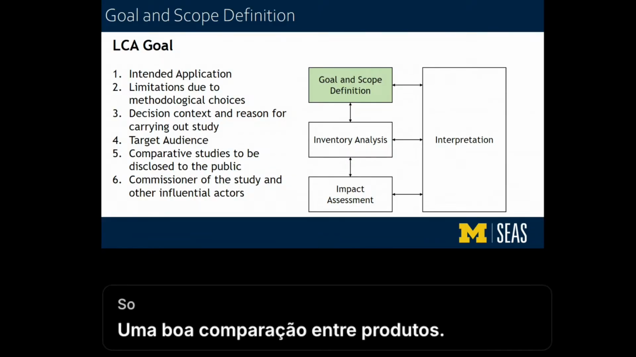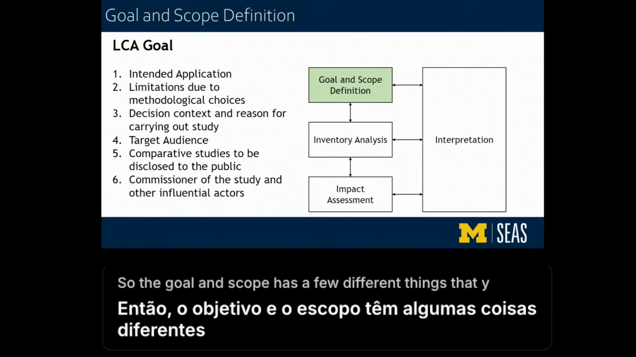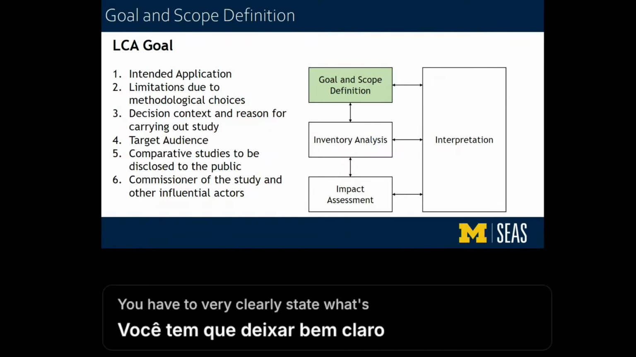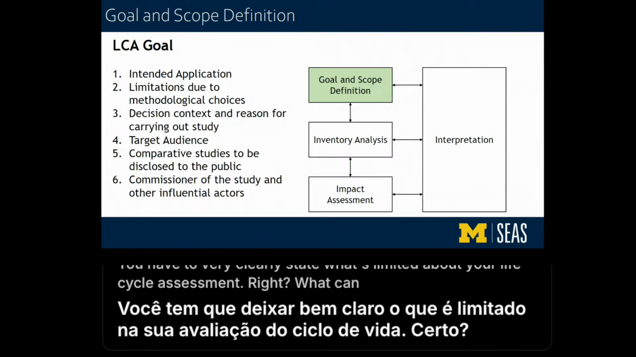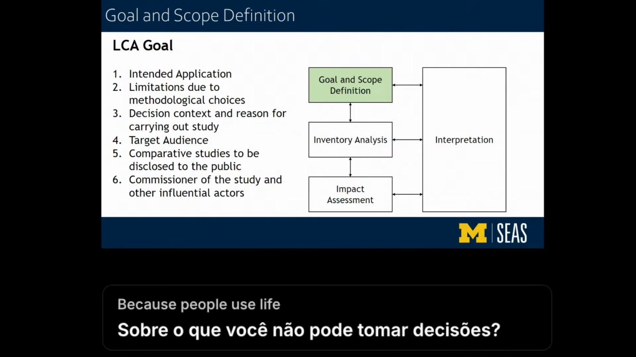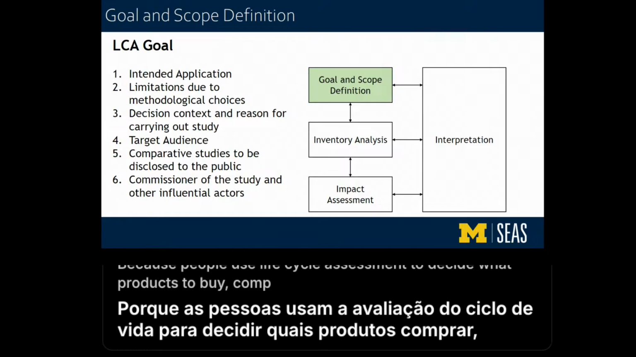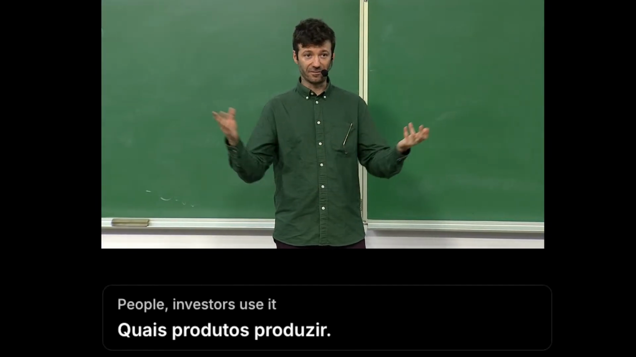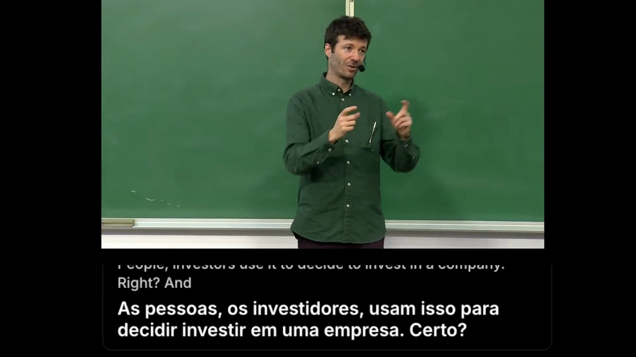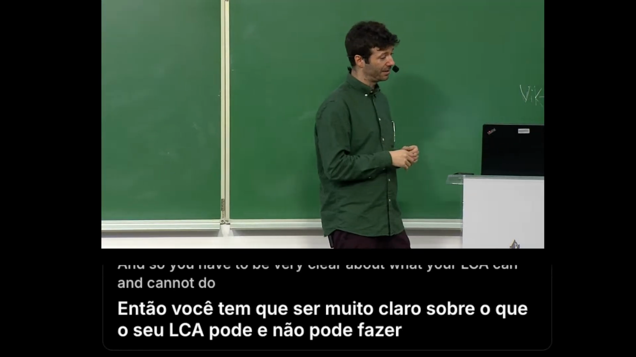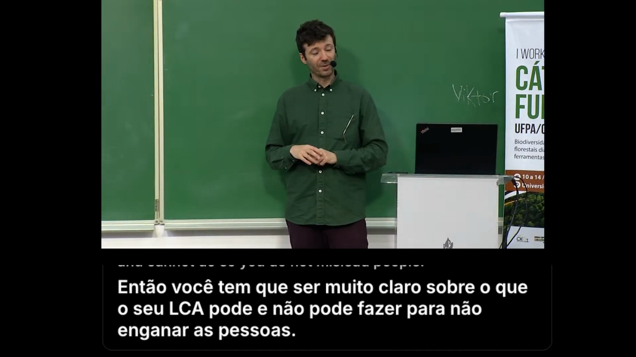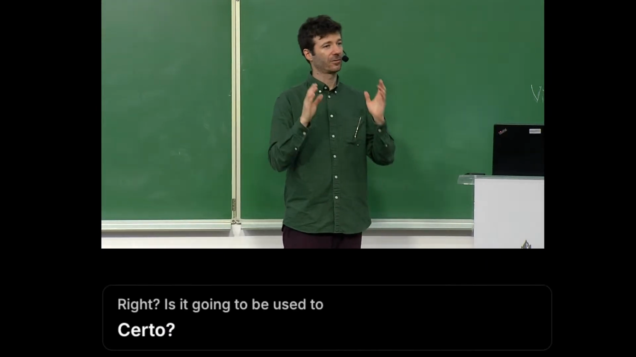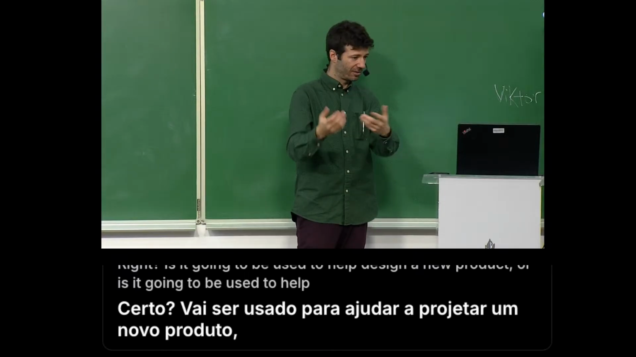So the goal and scope has a few different things that you have to do. You have to explain why you're doing your life cycle assessment. You have to very clearly state what's limited about your life cycle assessment, right? What can't you make decisions on? Because people use life cycle assessment to decide what products to buy. Companies use it to decide what products to produce. Investors use it to decide to invest in a company, right? And so you have to be very clear about what your LCA can and cannot do so you do not mislead people. You have to explain what this LCA is going to be used for, right? Is it going to be used to help design a new product, or is it going to be used to help get investors excited about your company?